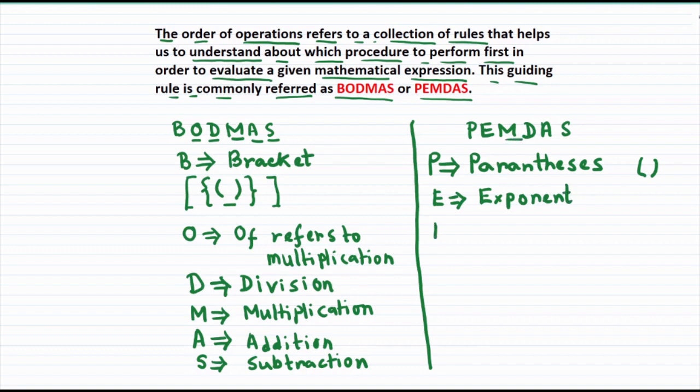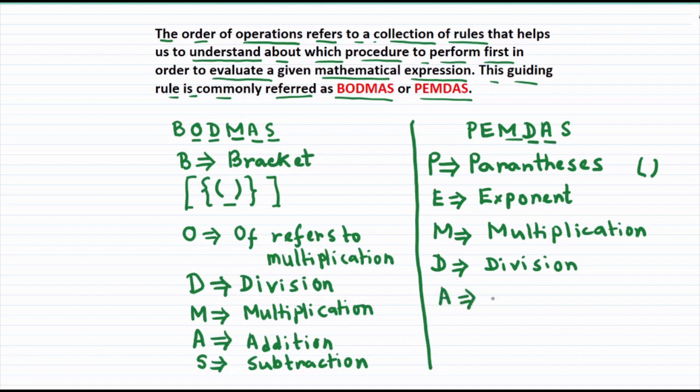M refers to multiplication. D refers to division. A refers to addition. And S refers to subtraction.